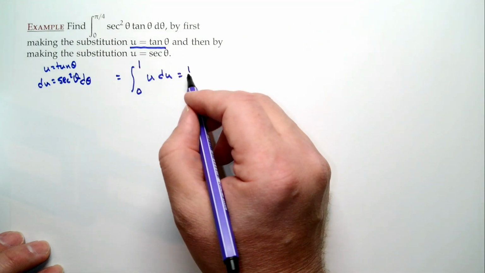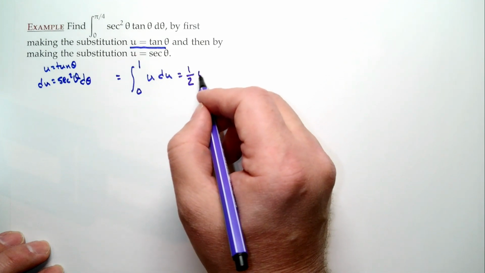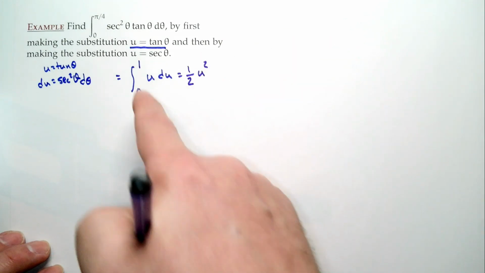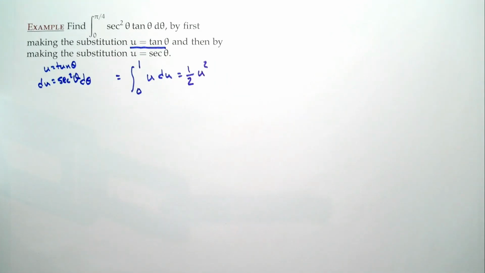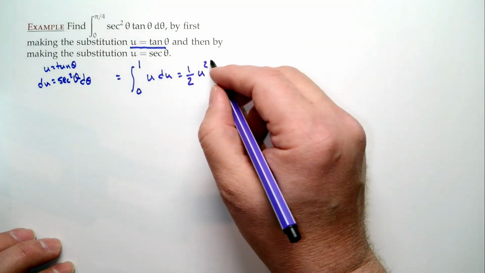U squared over 2. Or if you like, add 1 to the exponent. So that would be 2, the exponent, divided by the exponent, 1/2. Remember, when we're doing definite integrals, you don't need a plus c, because we're going to do the evaluation, so the plus c makes no difference. Now we're going to evaluate this from 0 to 1.